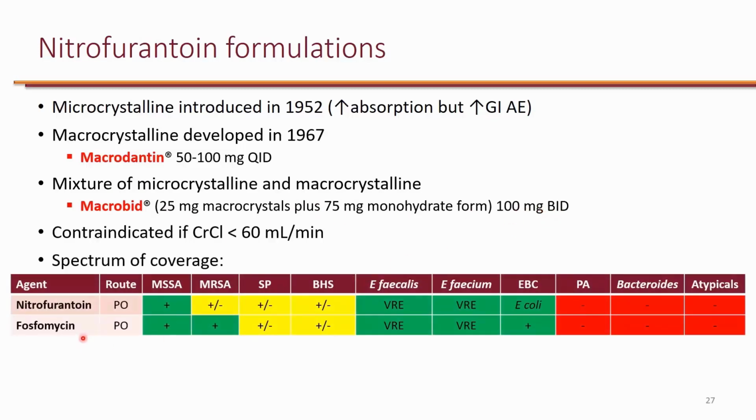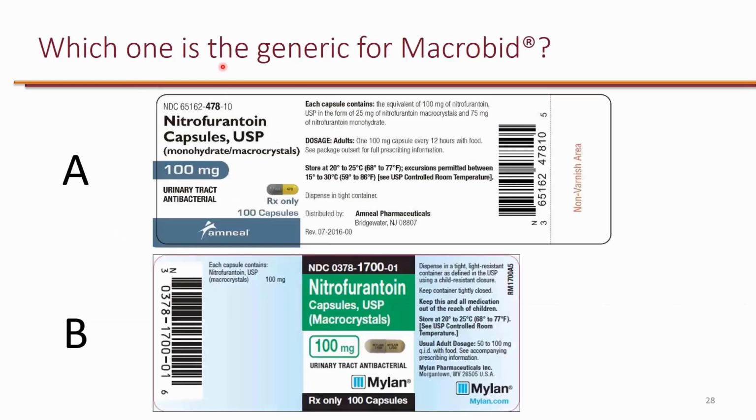And here's the spectrum of coverage of nitrofurantoin and fosfomycin. So they do cover Enterococcus, which you would suspect in UTIs, as well as VRE. They also cover VRE, and also they have good coverage for E. coli. So that's why these two are excellent agents to use in cystitis, and resistance rate has not increased over the years.